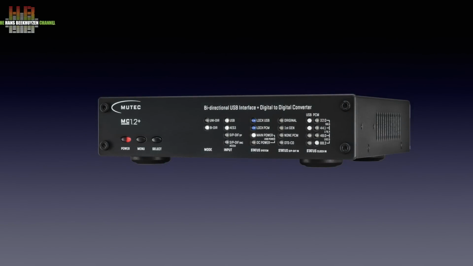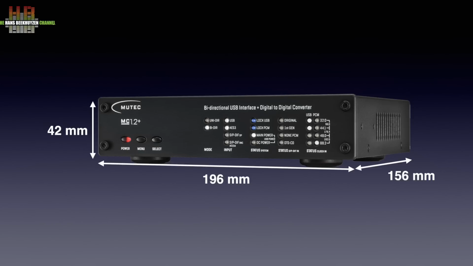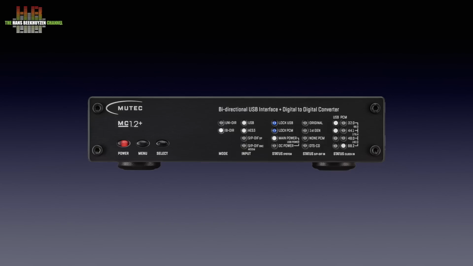The MC 1.2 Plus is available in black and silver. The sturdy full metal housing measures 196 by 156 by 42 mm and weighs 1.12 kilos. On the front we see an LED indicating power status, a menu button and a select button. The menu button lets you select between the mode menu and input menu. Once in the mode menu, you can select between unidirectional or bidirectional operation.